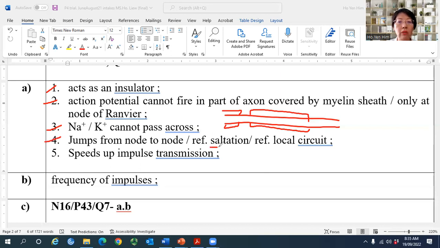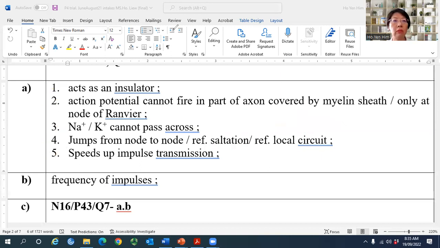which is called saltatory conduction or saltation, where the local circuit is between one node of Ranvier and the adjacent node of Ranvier. So that's called the local circuit. Here the local circuit is long, it's not short. Okay, it's long because it's from this point to this point. Without node of Ranvier, it would be short, to the adjacent point. So that will speed up the impulse transmission.